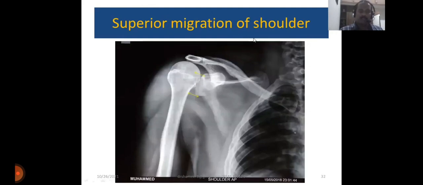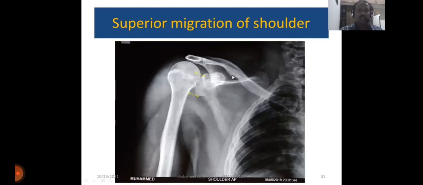superior migration of the shoulder. It is the most important pathology you can see in a sports injury or a fall. Okay, we can see this is the anterior glenoid border, and this is the posterior glenoid border, and compared to the glenoid, the humeral head is migrated upward. So this is an abnormal X-ray, but you can see there will be a space remaining. There will be no overlap, even though the normal X-ray has some overlap. The humeral head is migrated upward, so it is an abnormal X-ray.